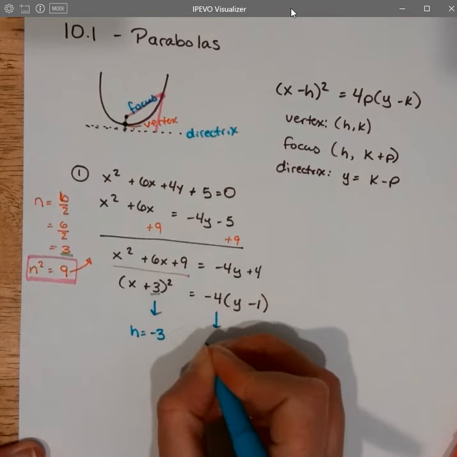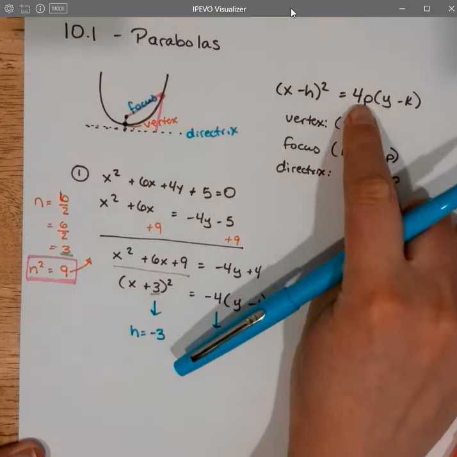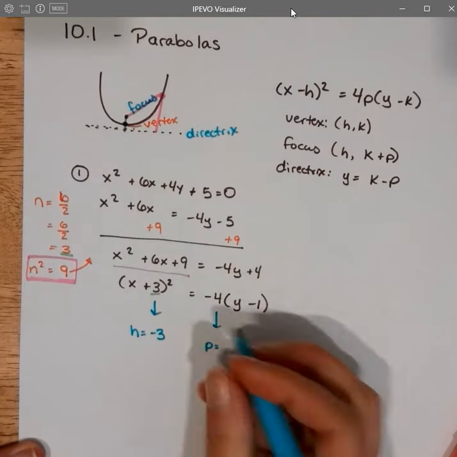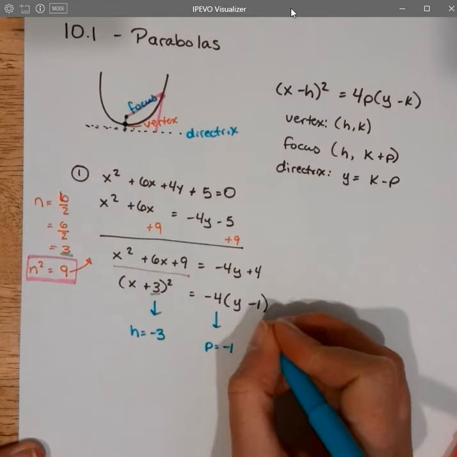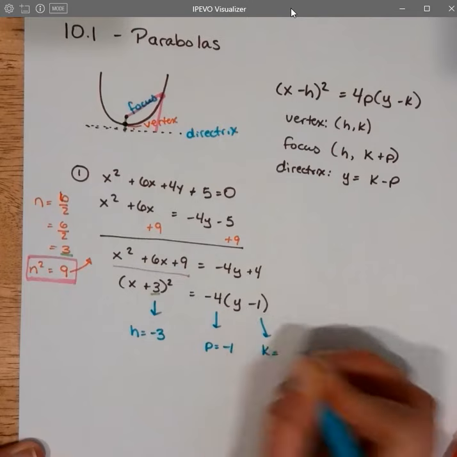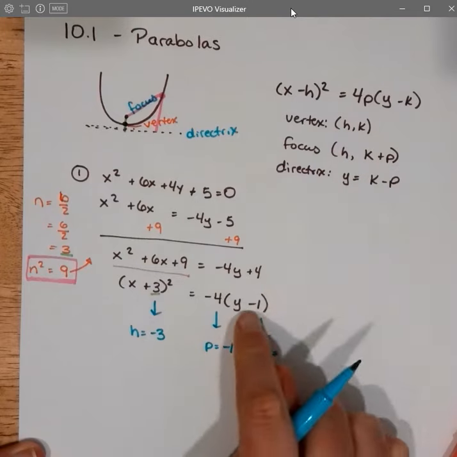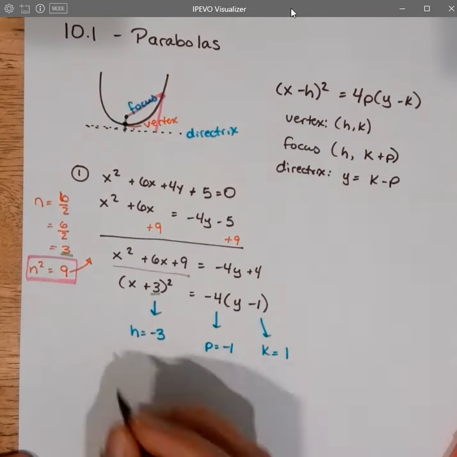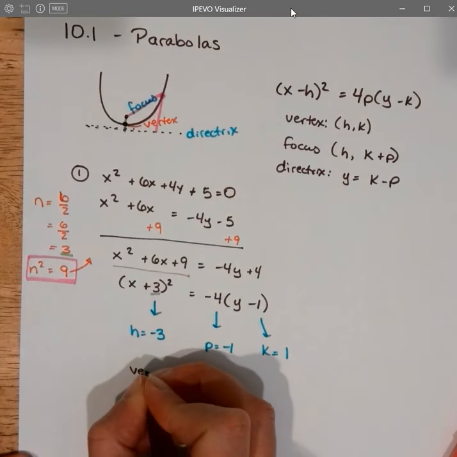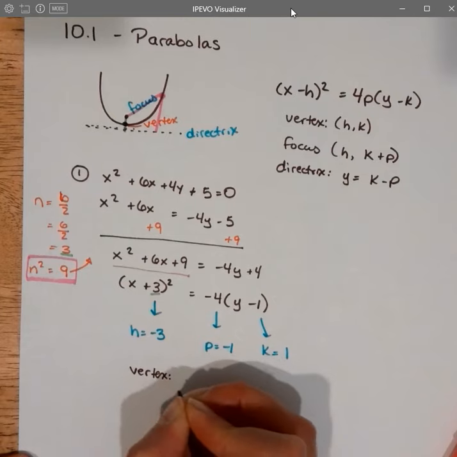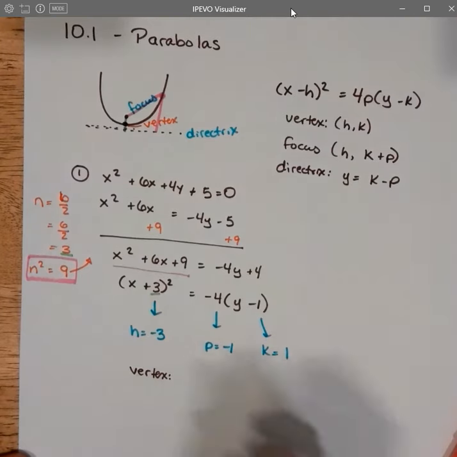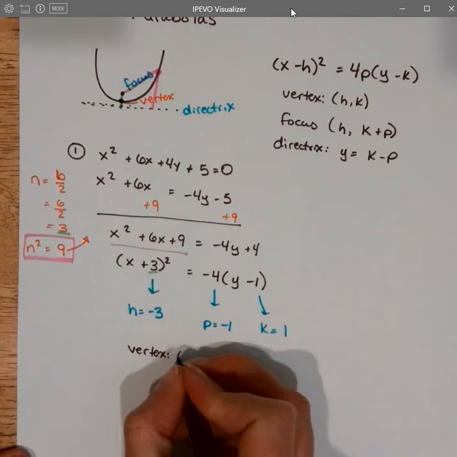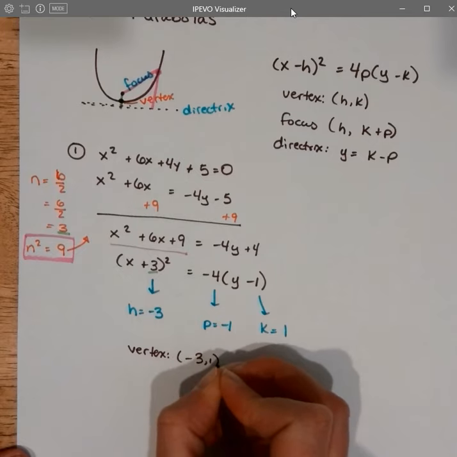The p value, this is supposed to be 4 times the p value, gives me negative 4. So the p value is negative 1. And then the k value. So again, it's y minus the k value, so it's y minus 1, so the k value is 1. With those three things, we can list our vertex, our focus, and our directrix. So our vertex is going to be at -3, 1.